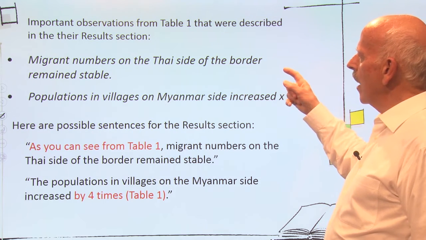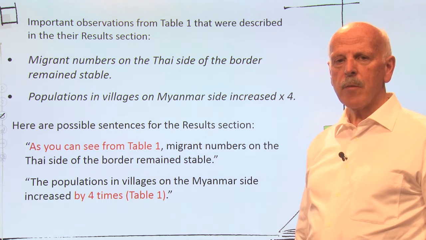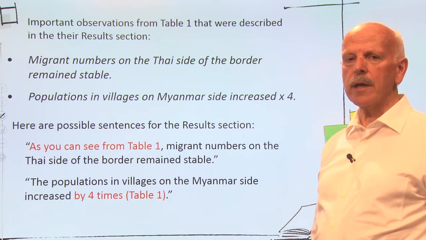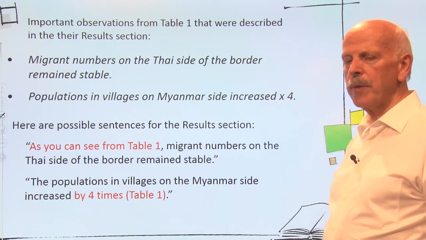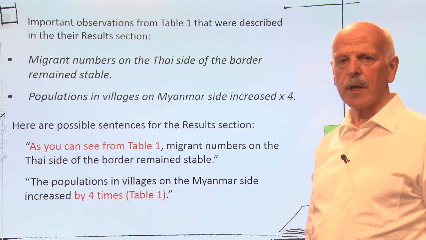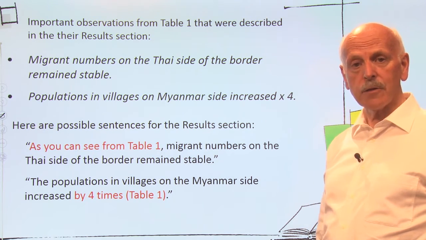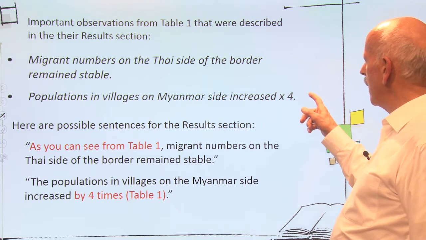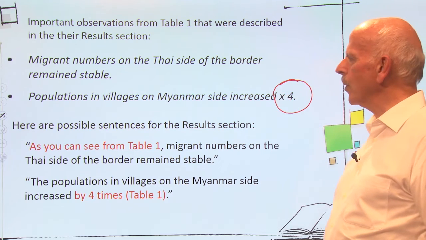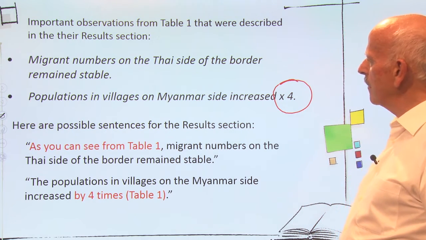Well, on the Thai side of the border, the population numbers remain stable. People are coming and going on the Thai side of the border. On the Myanmar side of the border, population increased over that time. A little more than 10 years, there was a dramatic increase, in fact, in the size of the populations in the villages. And we're told it's 4 times what it was in 2000 at the end of that period.